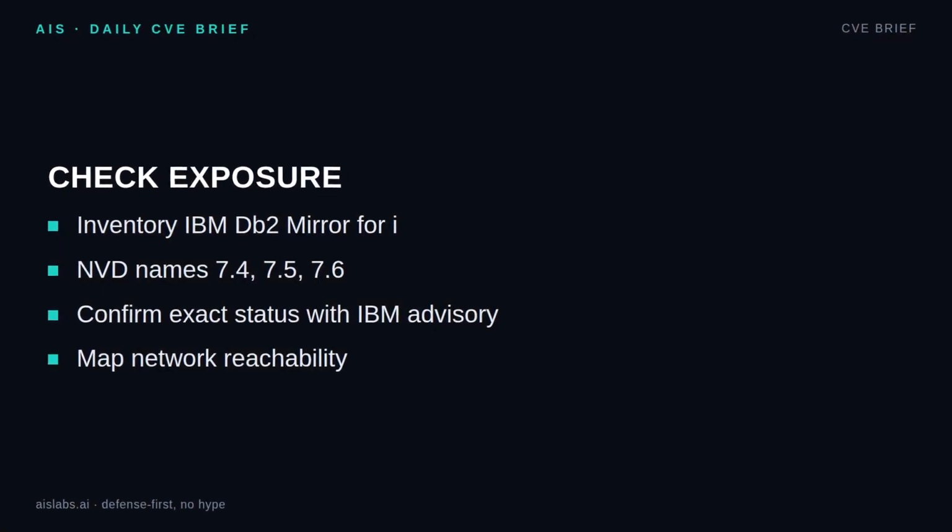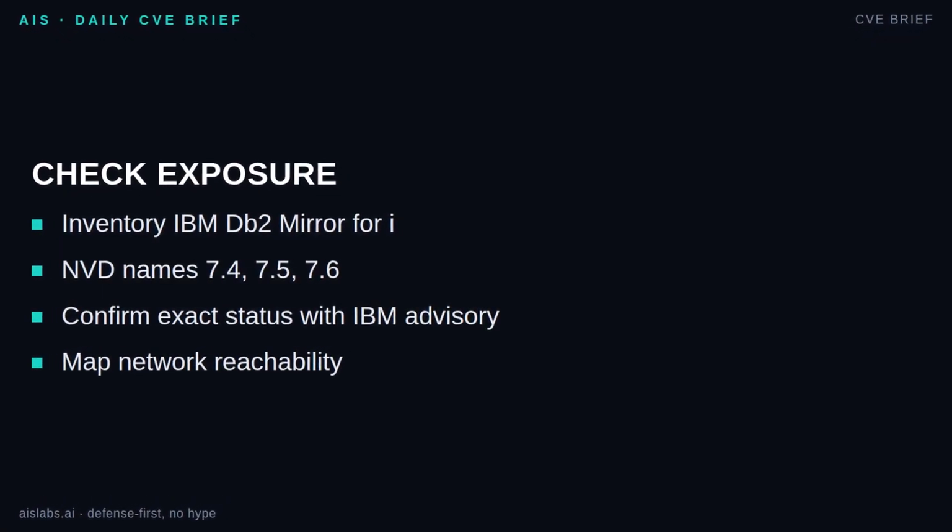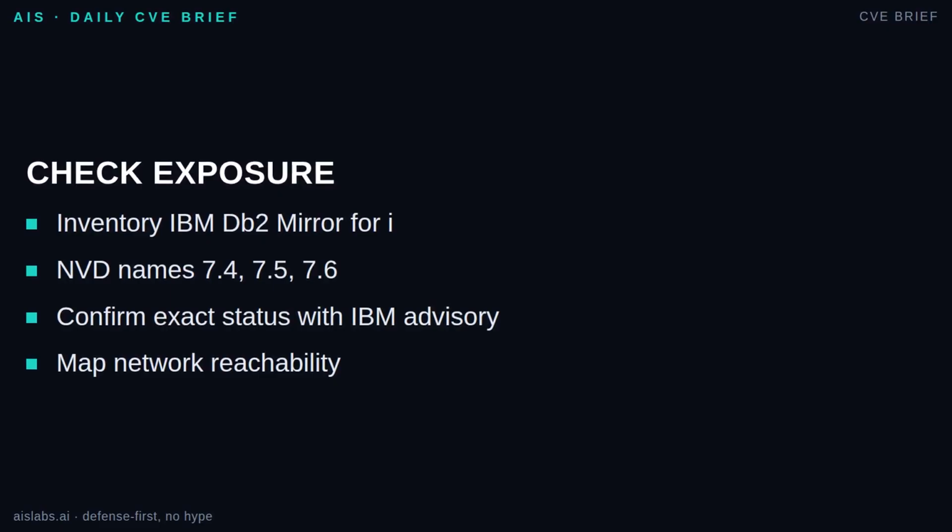To check exposure, start with inventory, not assumptions. Find systems running IBM Db2 Mirror for I, and record the installed product version. The NVD description names IBM Db2 Mirror for I 7.4, 7.5, and 7.6, but for exact affected builds, fixed levels, prerequisites, and any environmental conditions, defer to IBM's advisory. Do not guess based only on a major release label if the vendor has provided specific guidance.